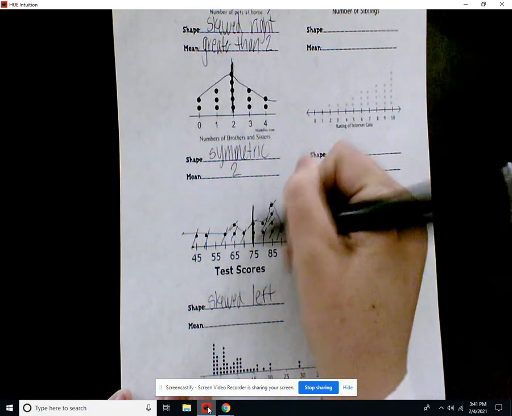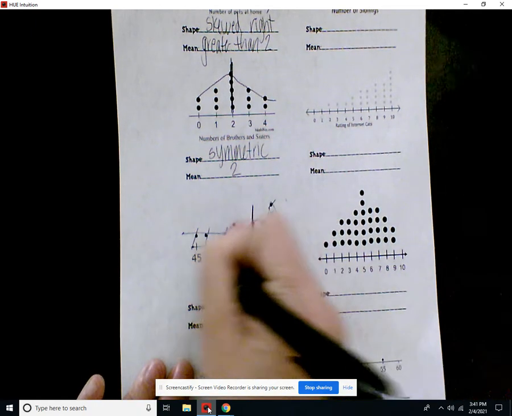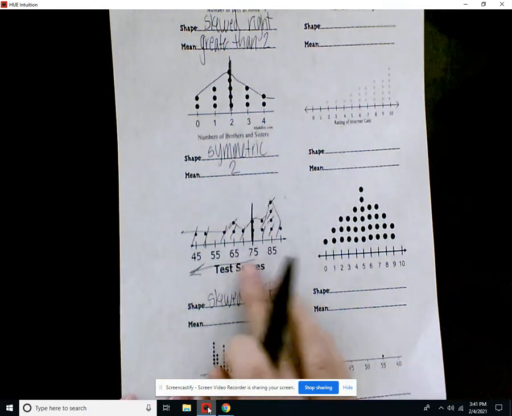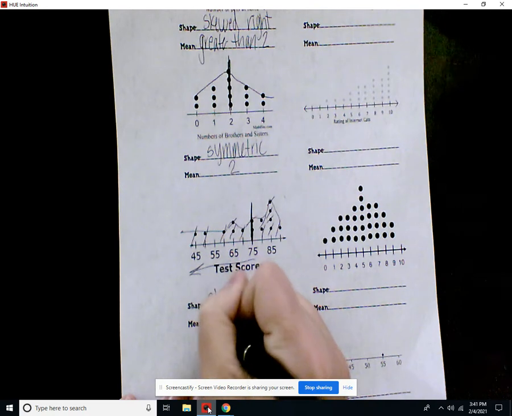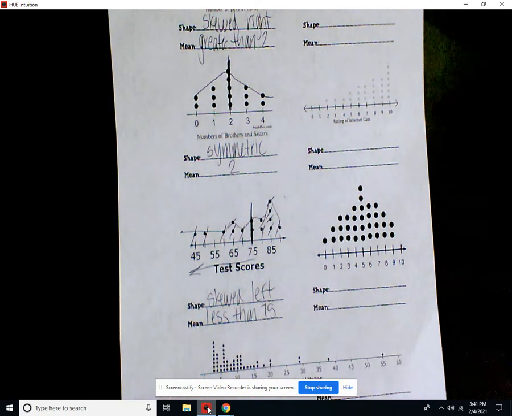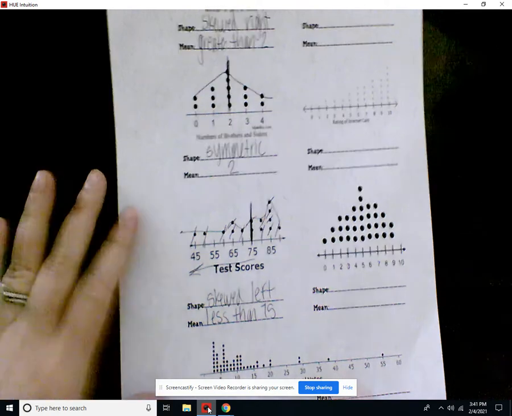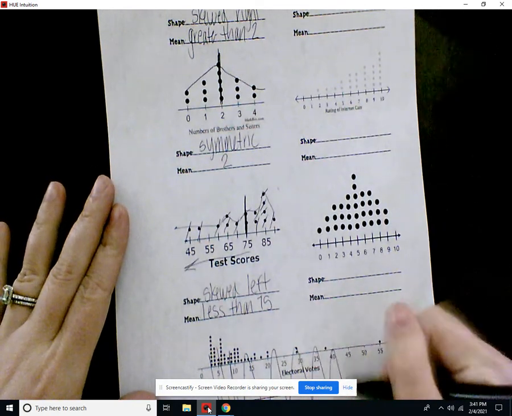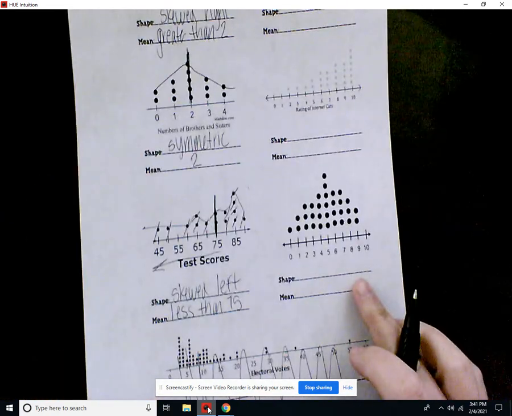So we're on 75, and then our tail goes to the left. All the numbers to the left of 75 are less, so it's going to be less than 75. Then I'm not going to do the bottom. Okay, so let's work our way back towards the top.